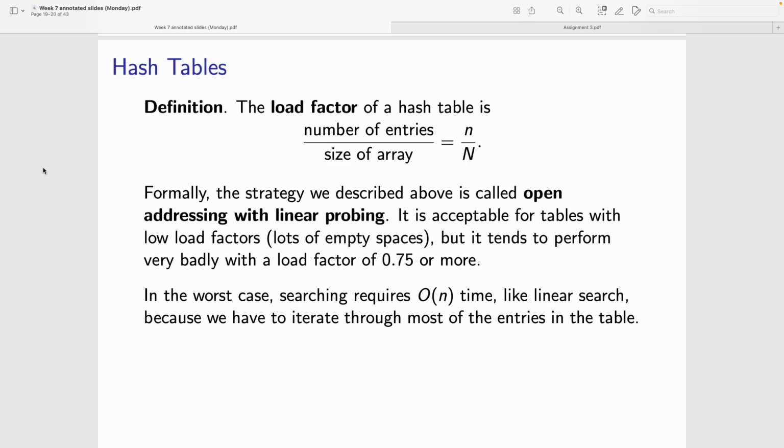This definition will help us talk about why open addressing can be bad. The load factor of a hash table is basically just how full it is. Number of entries divided by the size of the array. So if it's half full, then number of entries will be half of the size of the array, and then the load factor will be 1/2. Easy.